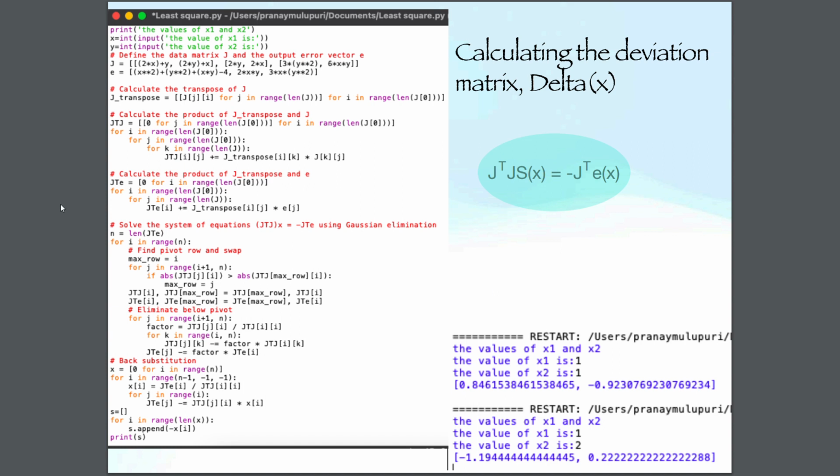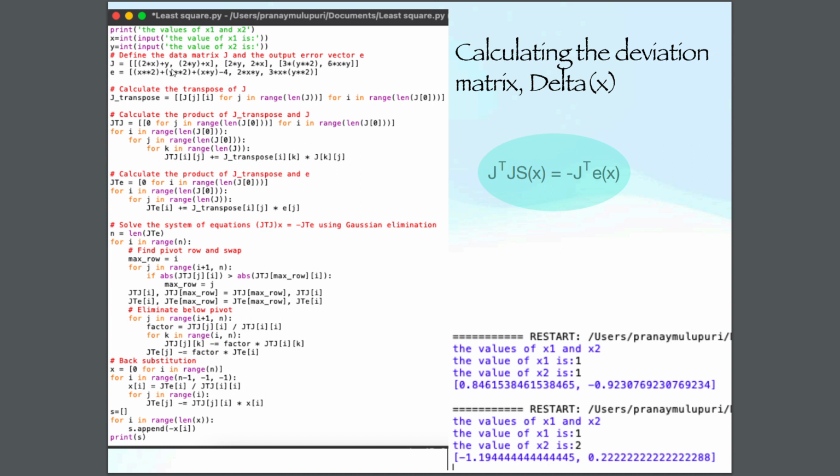All we have done here is define the Jacobian matrix. We are given J transpose, and here we are calculating the product of J transpose with J, and then the multiplication of J transpose and E. Now we are solving the system of equations using Gaussian elimination. Here we are doing a back substitution for getting delta x.